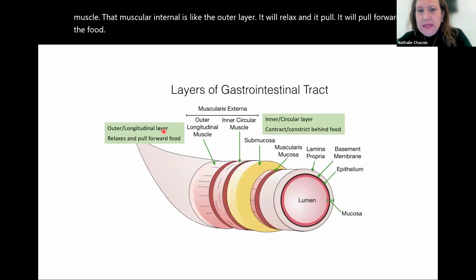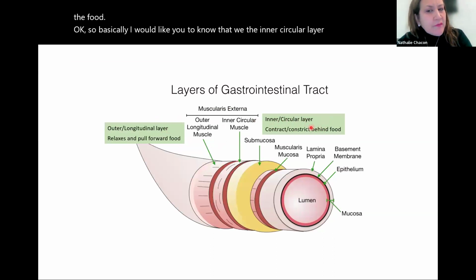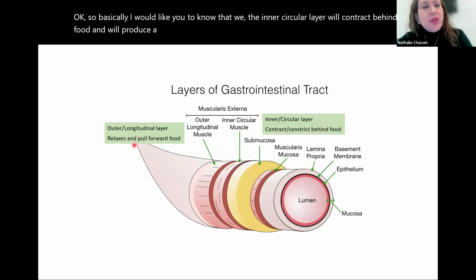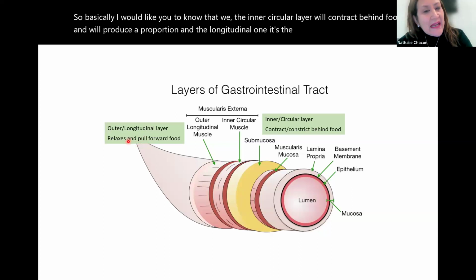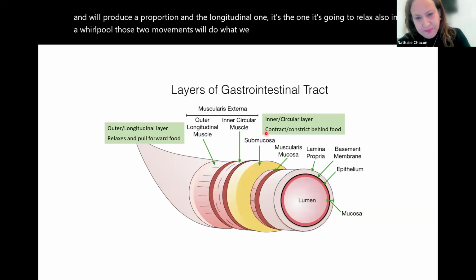Okay, so basically I would like you to know that the inner circular layer will contract behind the food and it will produce a propulsion, and the longitudinal one is going to relax also and it will pull. Those two movements will do what we call peristalsis.